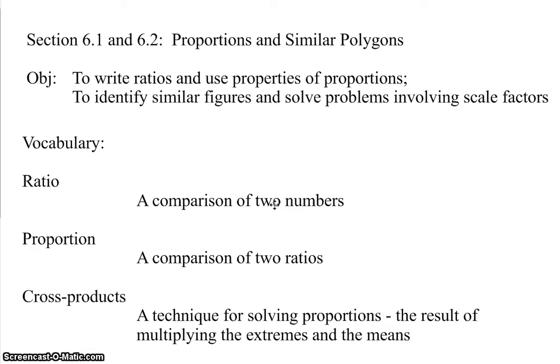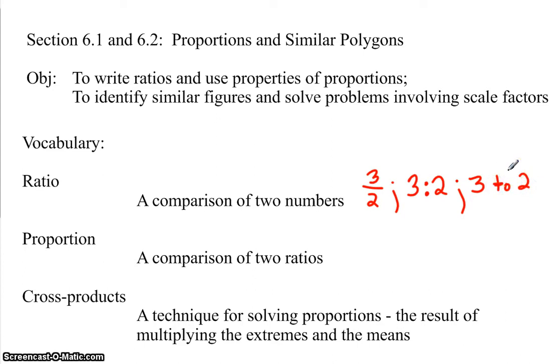The first piece of vocabulary was a ratio, and a ratio was simply a comparison of two numbers. An example might be 3 to 2. Now, a ratio can actually be written in three different ways. The first way is as a fraction. The second way is with a colon. We would write that as the ratio of 3 to 2. And lastly, with the word "to". So that would be 3 to 2.